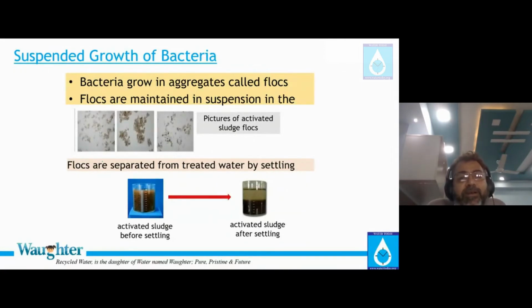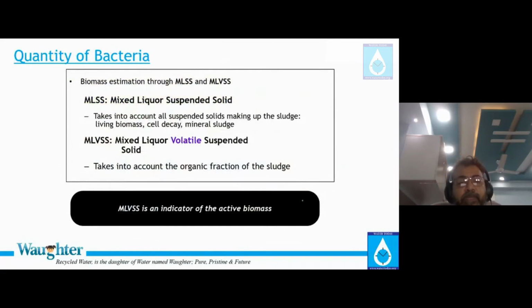Suspended growth of bacteria. Bacteria grow in aggregates called flocs. Flocs are maintained in suspension. So what you're seeing in diagram 1 is not a good floc. This also is not a good floc. I want flocs like this. If flocs like this are there, when you put them into the tank, they will separate very well. So you have a clear liquid and you have a clear sludge.